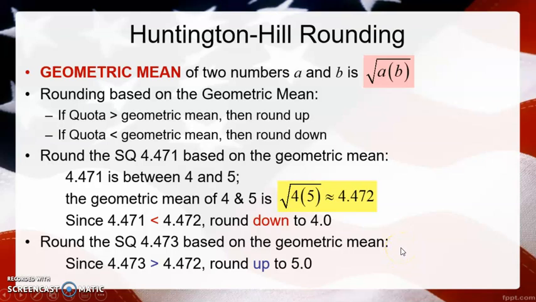So when you're using the Huntington-Hill method, you must first find the geometric mean and then compare the standard quota or the modified quota, whatever quota you're using, to the geometric mean, and always in that direction. So it's always, is the quota higher or lower than the geometric mean? Because if you do it backwards, if you say, is the geometric mean higher or lower than the quota, you will always get a wrong answer. So make sure you're always comparing the quota: is it higher or lower than the geometric mean?